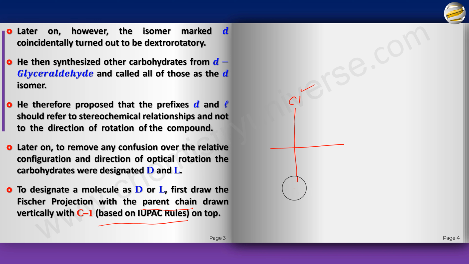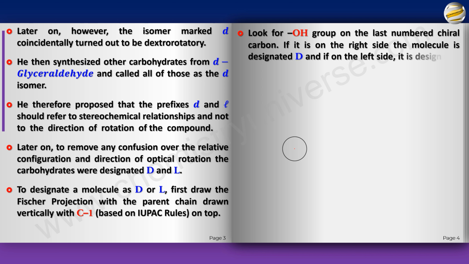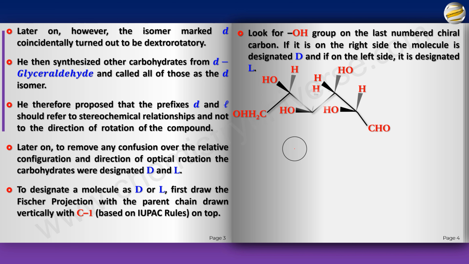And the vertical chain should be the parent chain. That means the maximum number of carbon atoms, or the ones which contain the principal functional group, and then containing the maximum number of carbon atoms. And then if you were to draw it like this, and since he was basically dealing with carbohydrates which have OH, he said, look for the OH group on the last numbered chiral carbon. If it is on the right side, the molecule is designated capital D. If it is on the left side, it is designated as capital L.